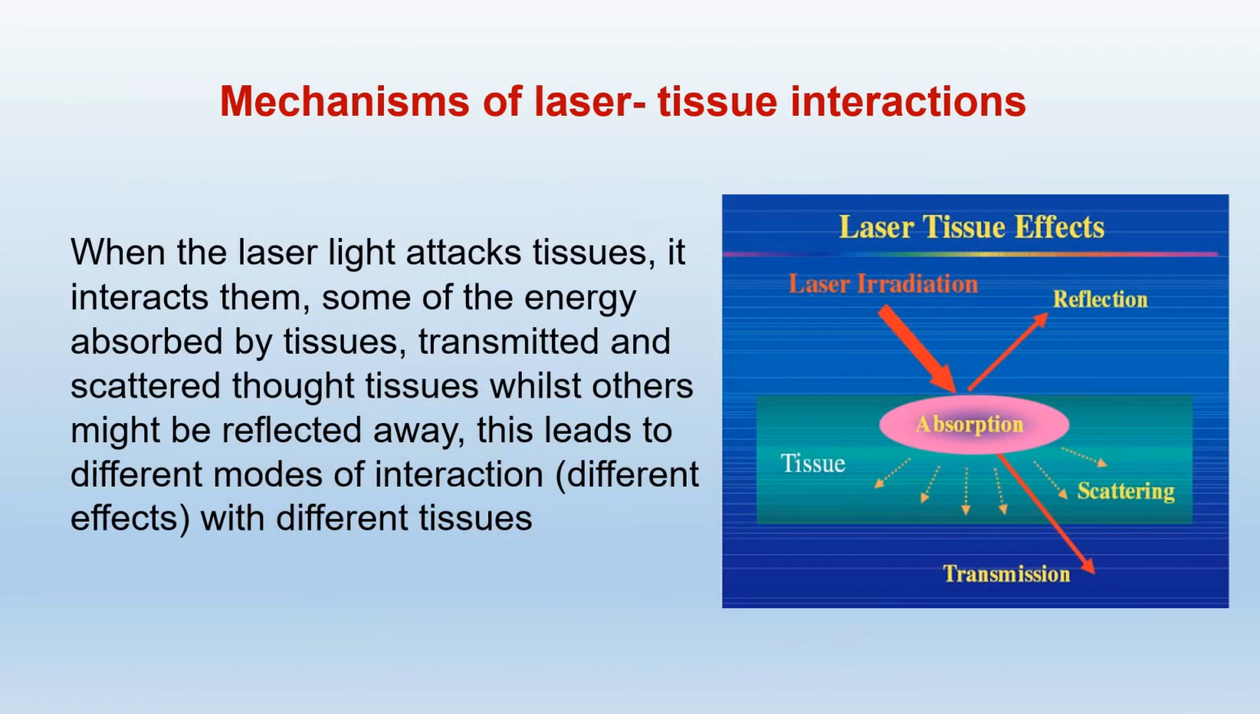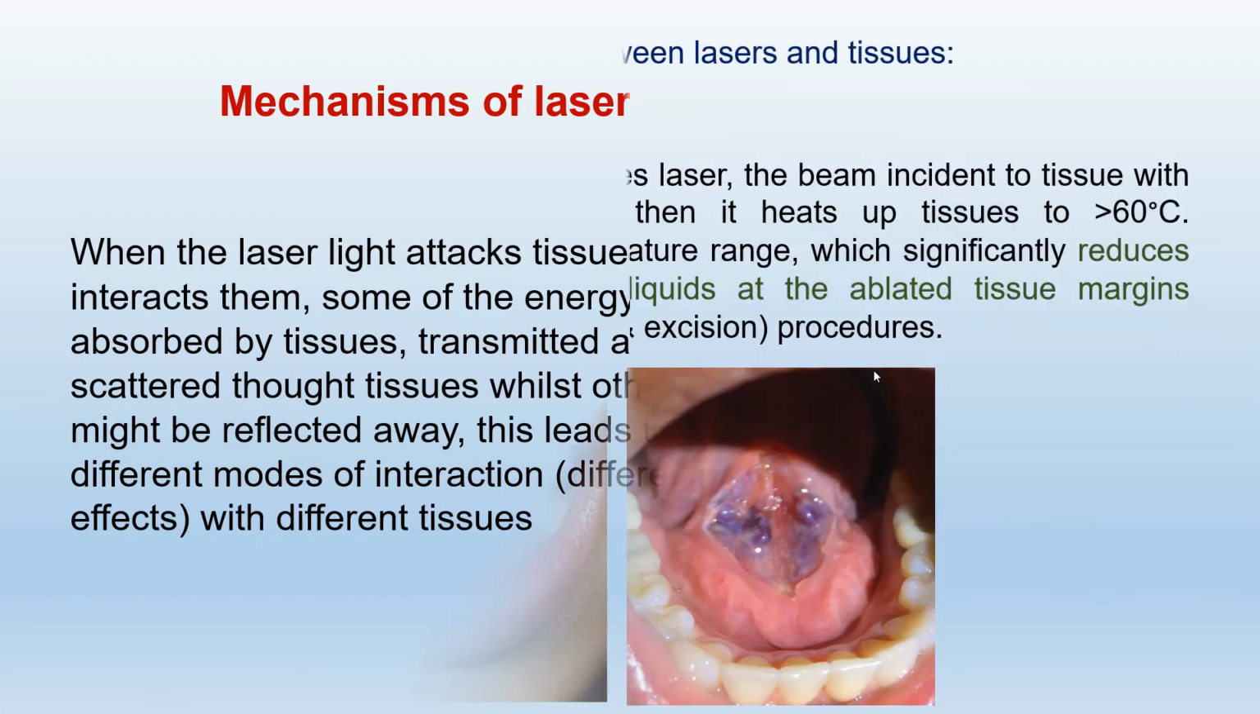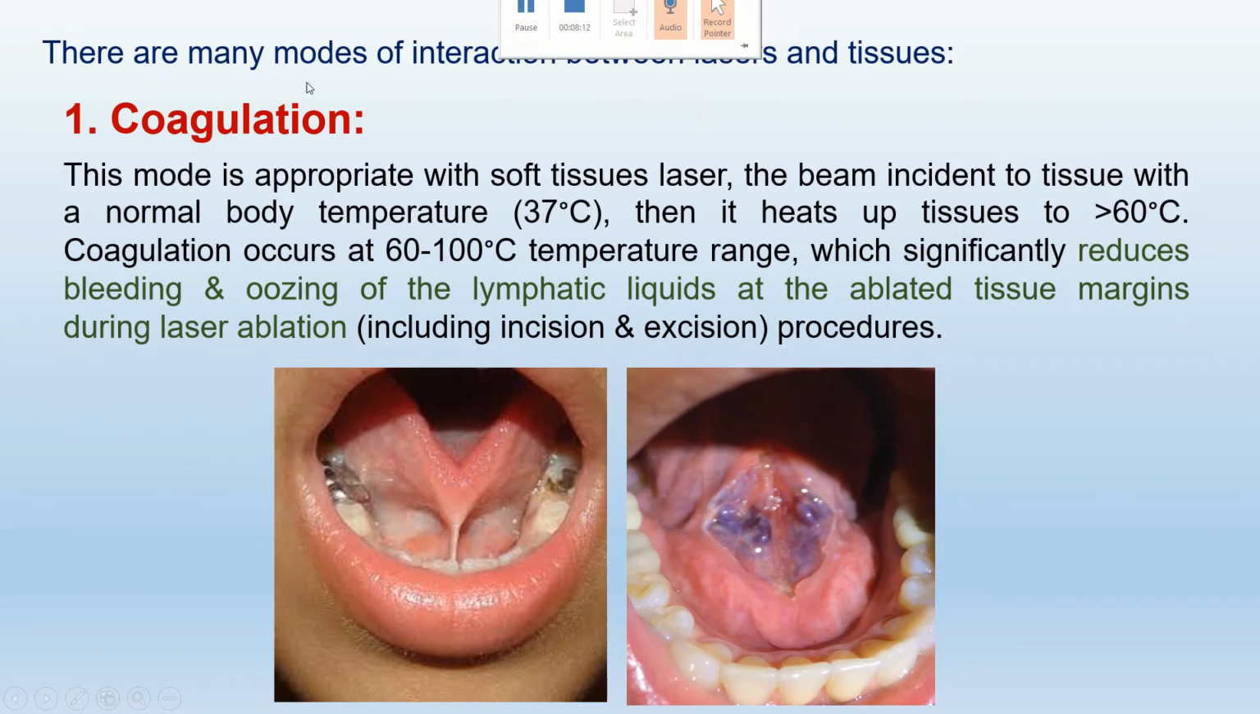When the laser comes in contact with tissue, four main interactions might happen. Either the waves are absorbed by the tissues, scattered within the tissues, transmitted, or even reflected away. This leads to different modes of interaction, which means different effects on different tissues. There are many modes of interaction between lasers and tissues.